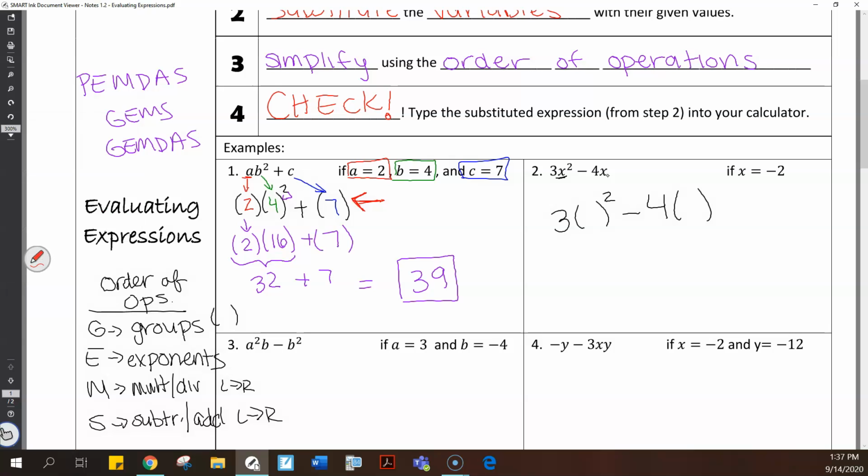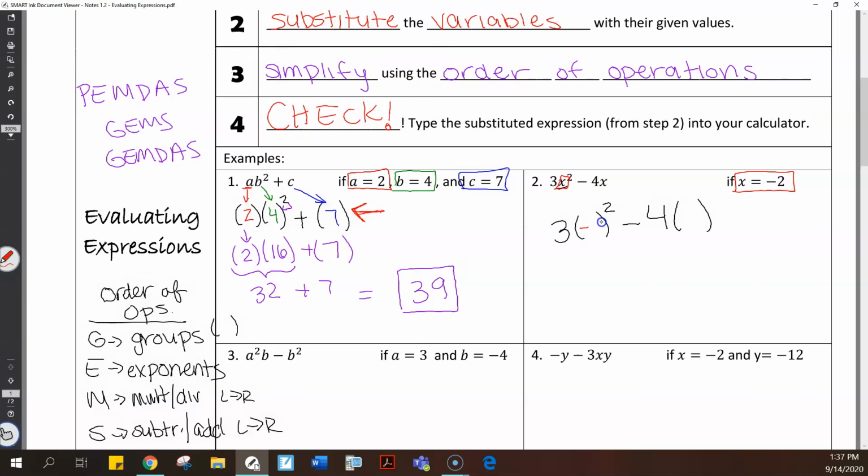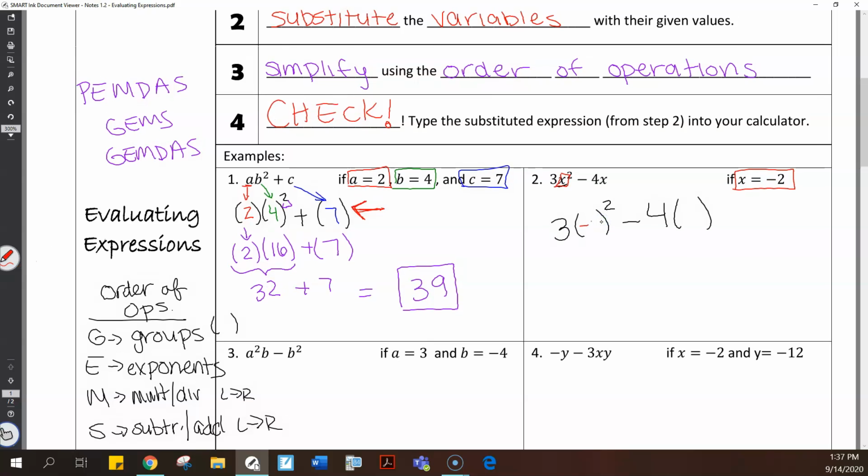So now I can substitute. My x here, I know, is equal to -2. So I've taken out that x, and I'm going to put in -2 instead. And this one is also an x, so I'm going to put -2 in there as well. Again, I don't have any groups as I start simplifying using my order of operations. There's nothing to do in this parentheses. There's nothing to do in this parentheses. Nothing else is grouped in any way, so I can just move right along to my exponents.